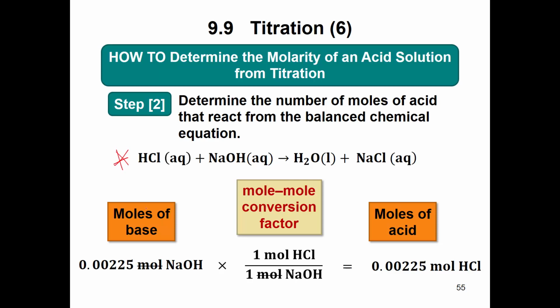So then you take your moles of sodium hydroxide and you're going to go back and look at your balanced chemical equation. 1 mole of HCl plus 1 mole of NaOH gives you 1 mole of water and 1 mole of NaCl. So that one's easy, but still go through the step because you need to remember that you're going from moles of sodium hydroxide using your mole to mole conversion times 1 mole of HCl per 1 mole of sodium hydroxide, and that's going to give you the same number, 0.00225 moles of hydrochloric acid.